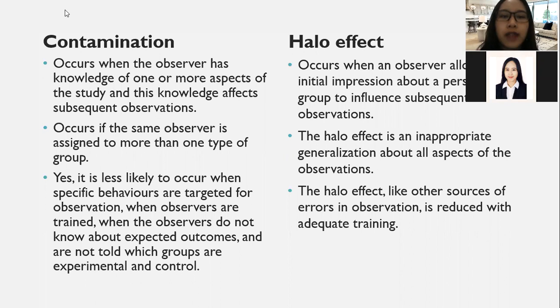The last one is halo effect. It occurs when an observer allows an initial impression about a person or a group to influence the subsequent observation. So the halo effect is an inappropriate generalization about all aspects of the observation. And like other sources of errors in observation, the halo effect is reduced with adequate training.